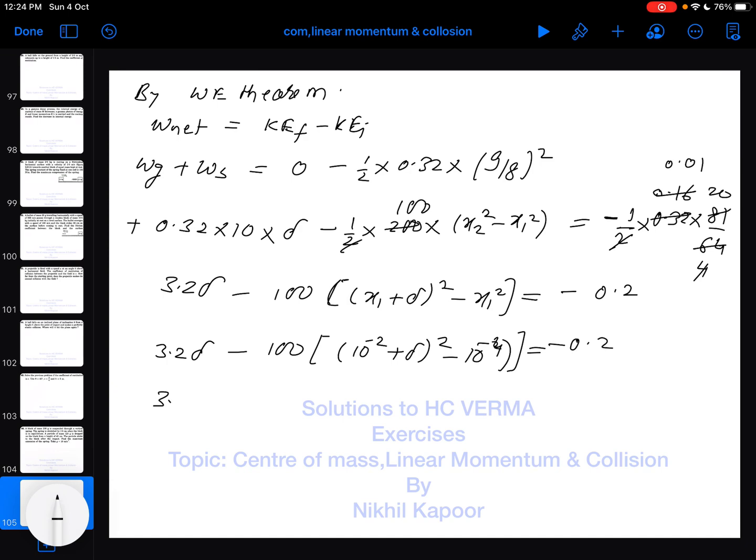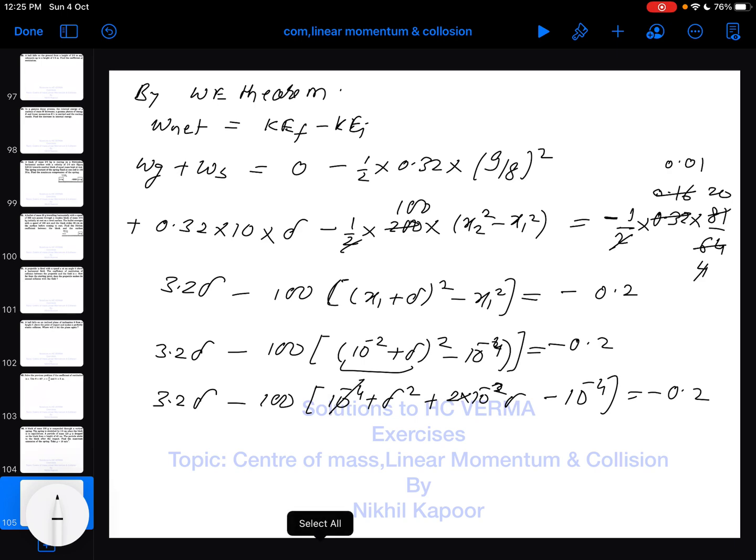Okay, so 3.2 delta equal to 100 outside, a plus b the whole square will be a square plus b square plus 2ab minus 10 raised to minus 4 is equal to minus 0.2 plus 10 to the power minus 4 minus 10 to the power minus 4 equal to 0. So 3.2 delta minus 100 delta square plus 2 delta is equal to minus 0.2.